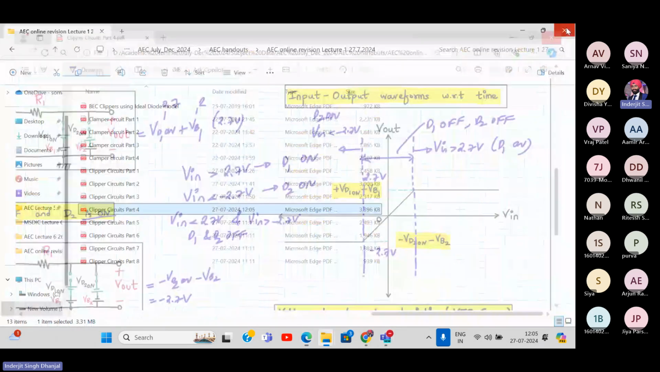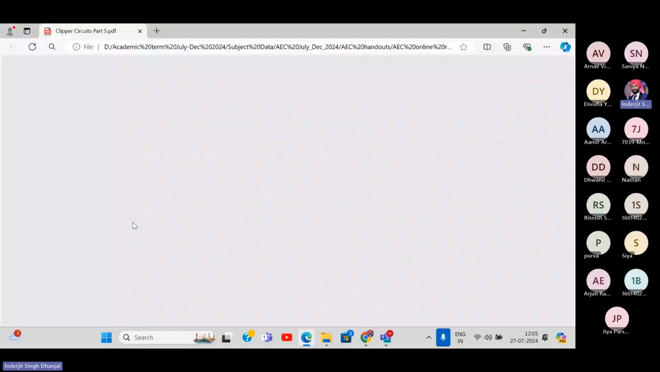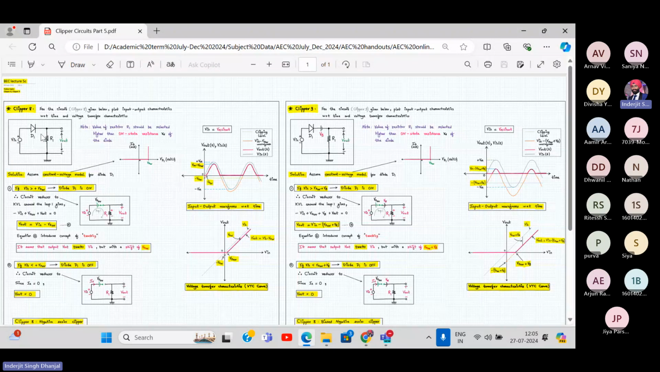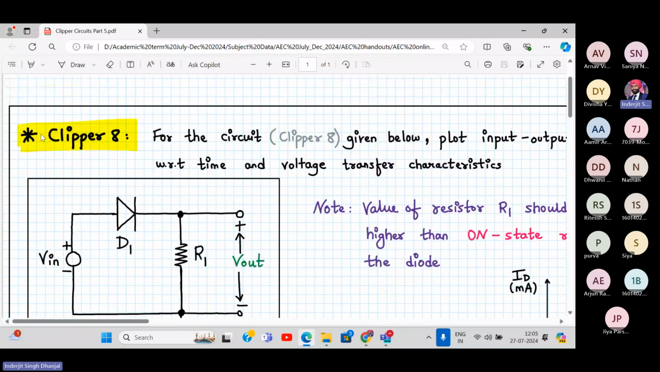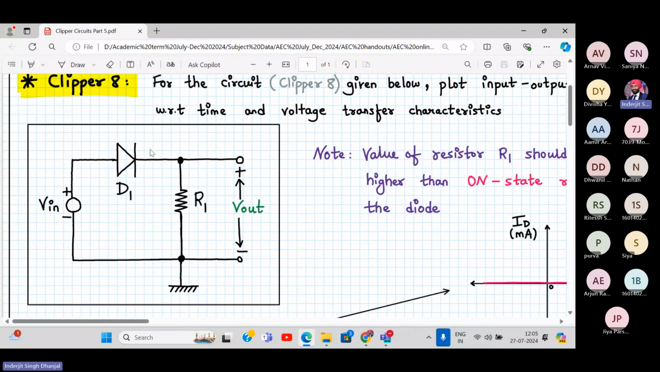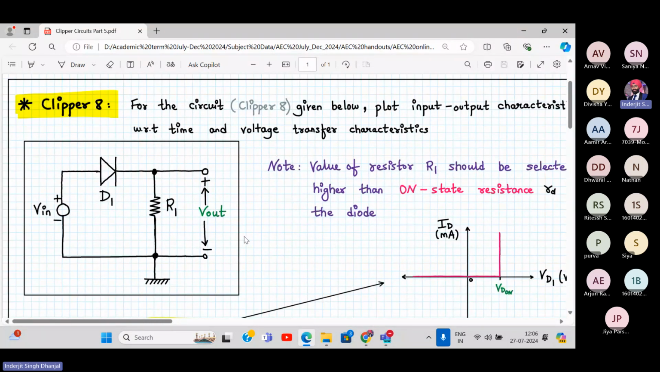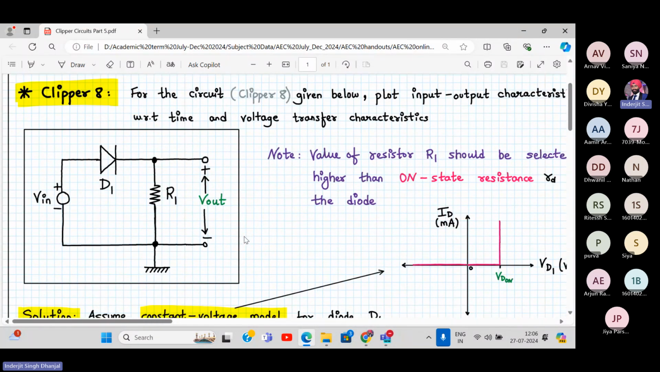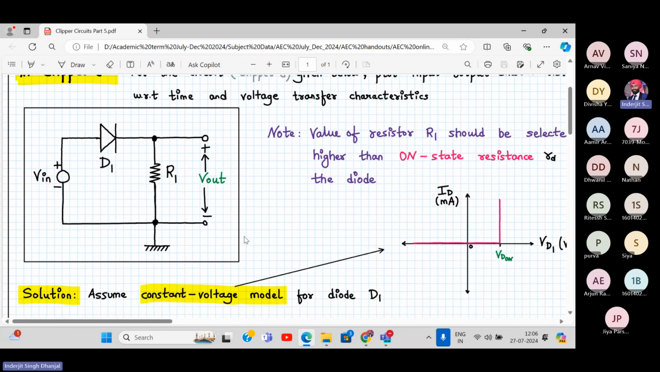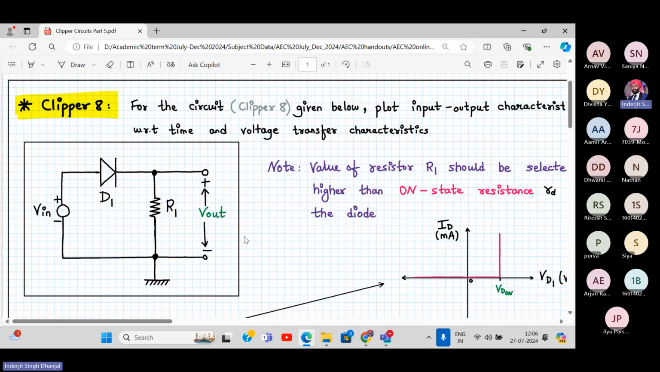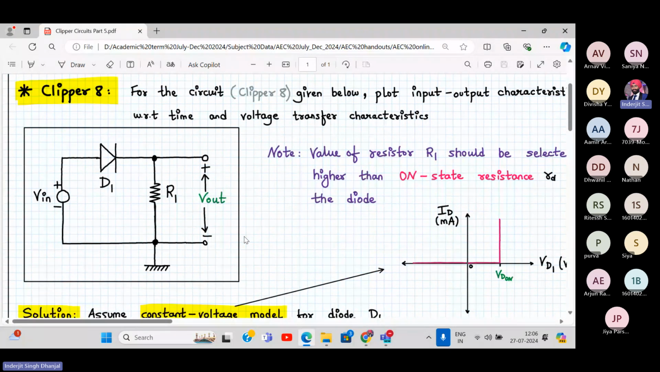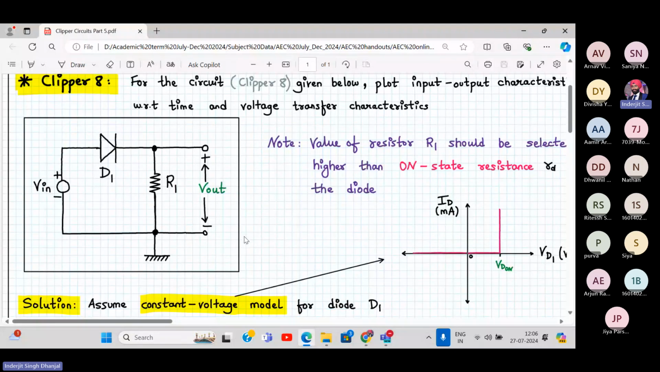All right. Let's go to the next clipper circuits. Now we come to the category of series clipper. So over here, as you can see, the diode is no longer connected in parallel with the output. So here the analysis is slightly different. Pay attention now for clipper number 8. Are you ready?